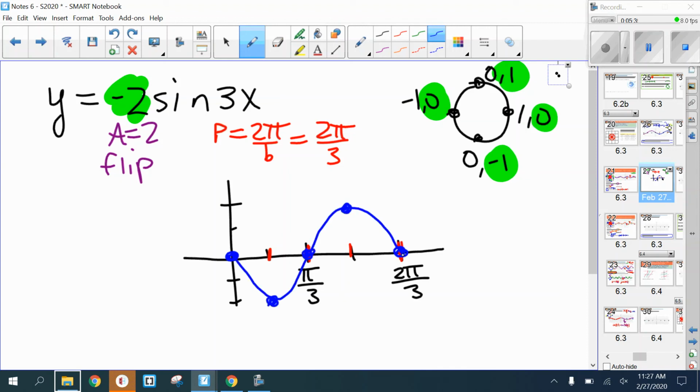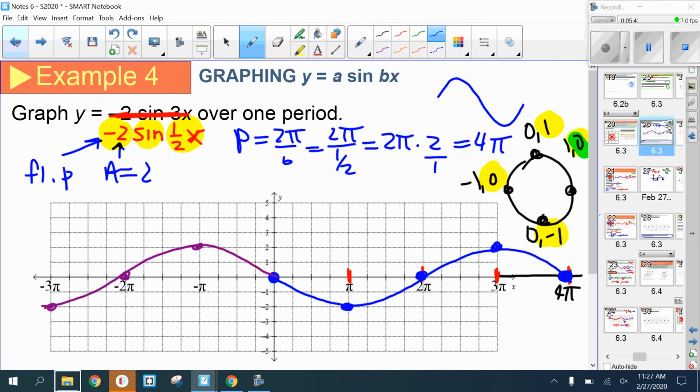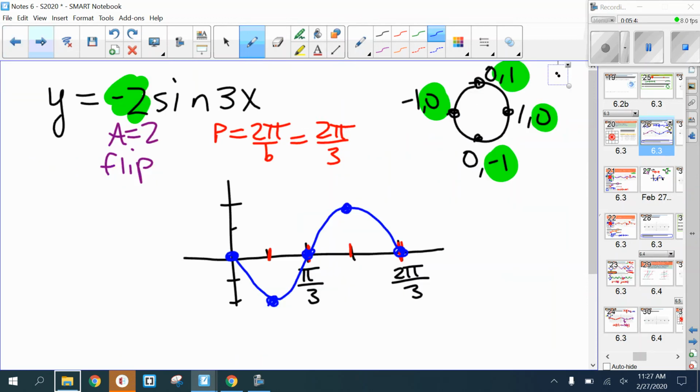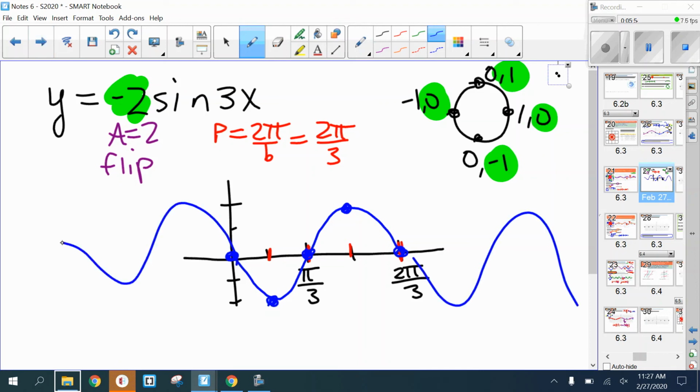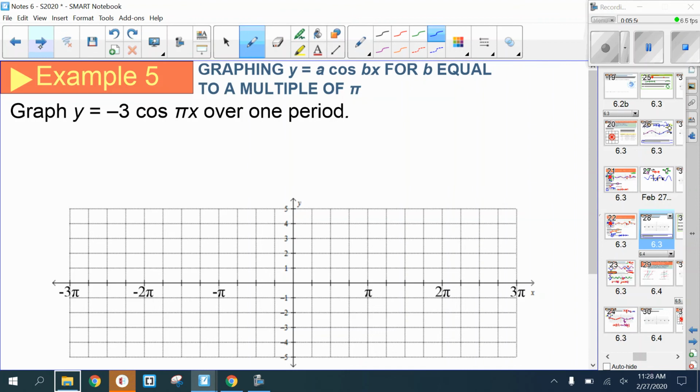It's actually easier to do by hand than it was with the graph paper, just because the tick marks get so messed up. So be able to do it by hand. That's one period, and we could always extend it out to more if we needed to. Let's do this one.